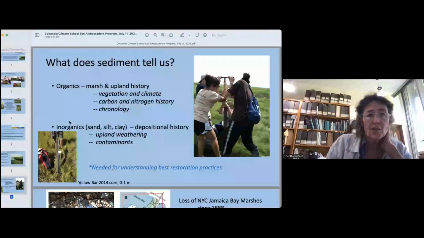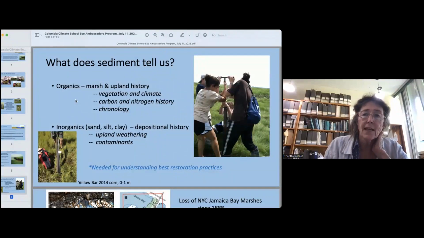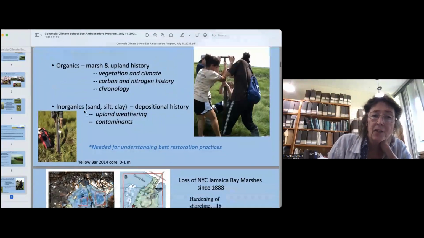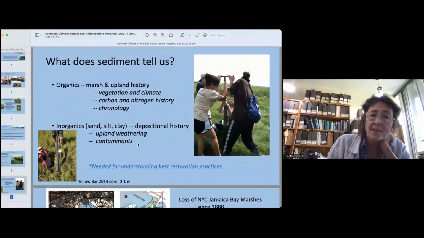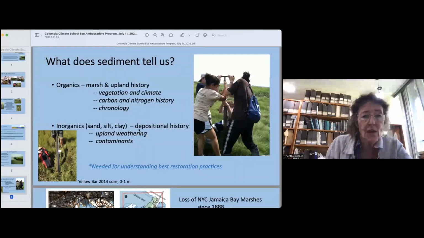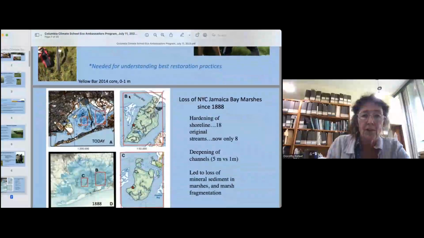And there are two parts to it. There's the organic part, and organic just means anything that was growing, so plants and animals. Inorganic means the sand, the silt, and the clay that helps to keep the marsh together along with the roots. So what we do is measure how these things are changing through time, as well as the vegetation from the pollen. And I'll show you how that works.